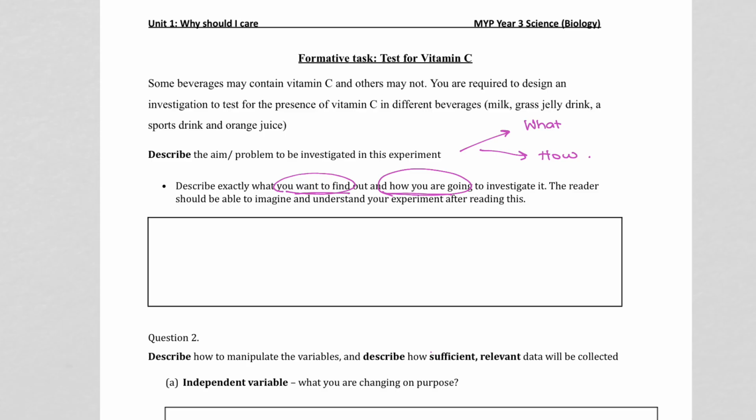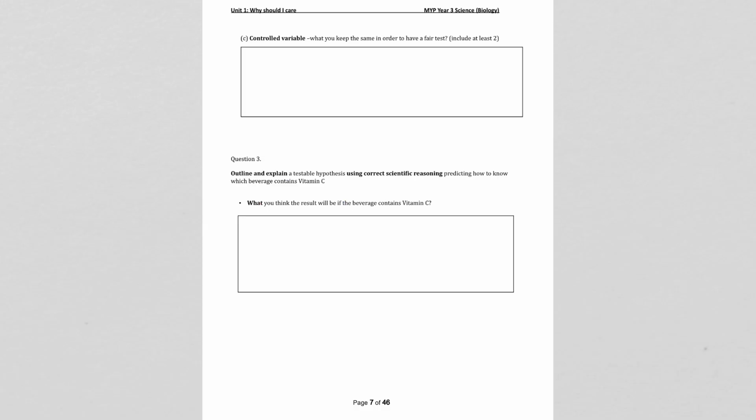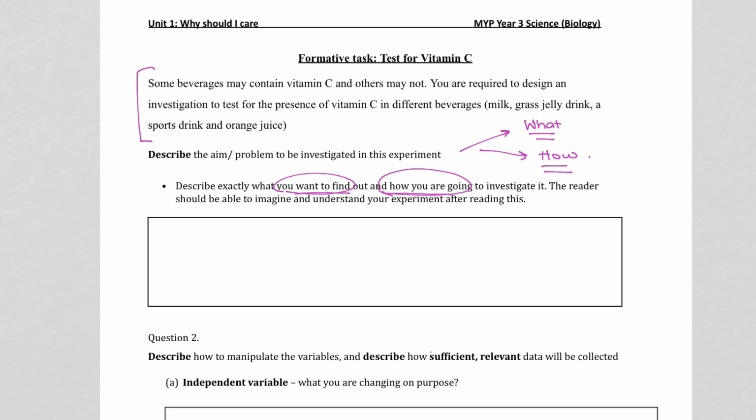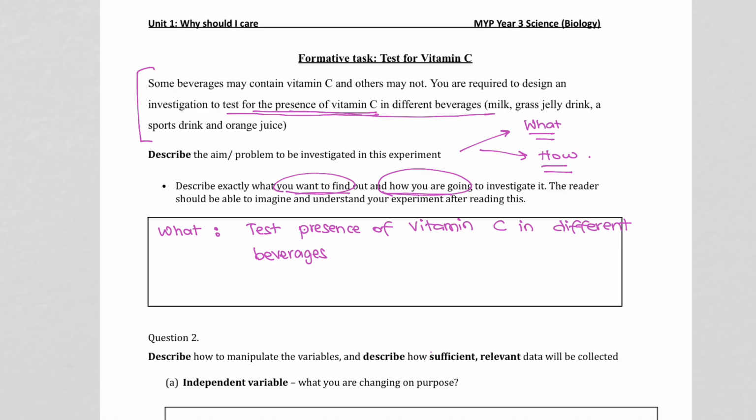So if you read the question, this is the context. The context will always tell you what you're doing and how you're doing it. So it's talking about vitamin C in beverages. You are required to design an investigation to test for the presence of vitamin C. So this is the what you're doing. To make it clear, I'm going to put it like this. And this information, I'm getting it directly in the context. This is what I'm doing.